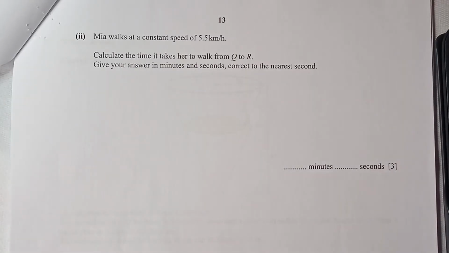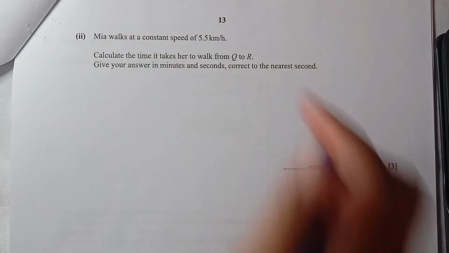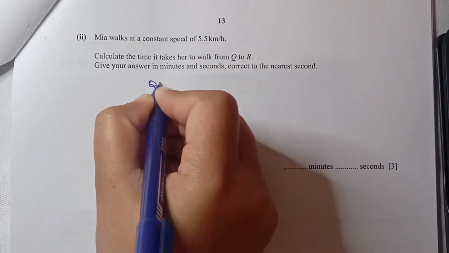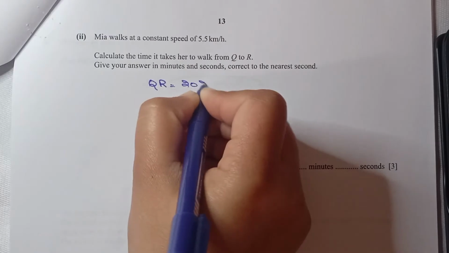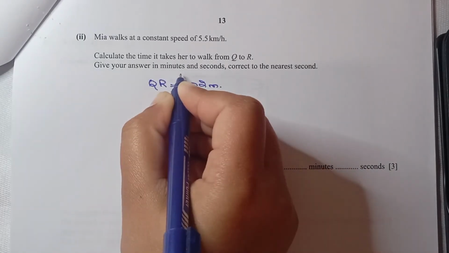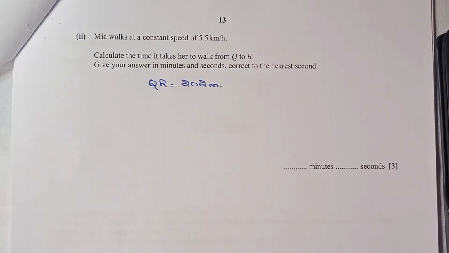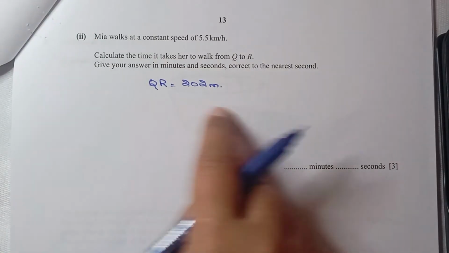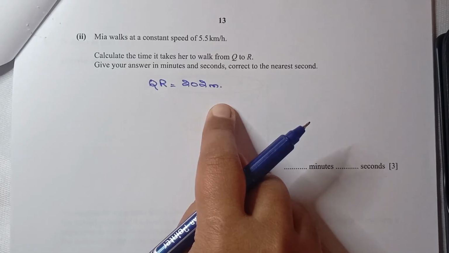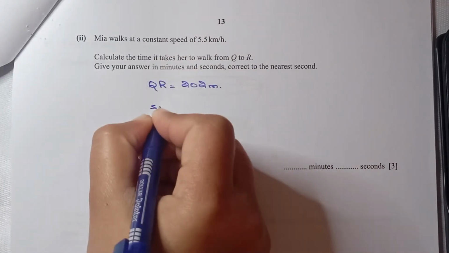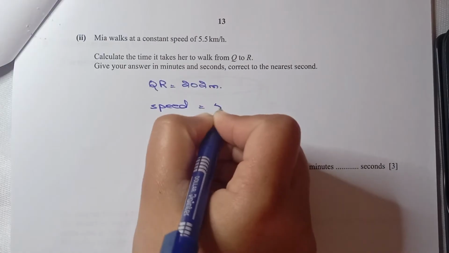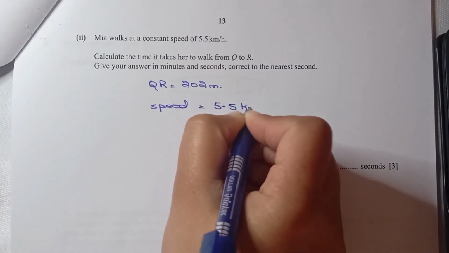Now for the second part of B, she walks at a constant speed of 5.5 kilometer per hour. Calculate the time it takes her to walk from Q to R. So we know that the QR distance is 202 meters. Give your answer in minutes and seconds, correct to the nearest second. Okay. So the distance QR we just got from the previous part, and we have given the speed is equal to 5.5 kilometer per hour.